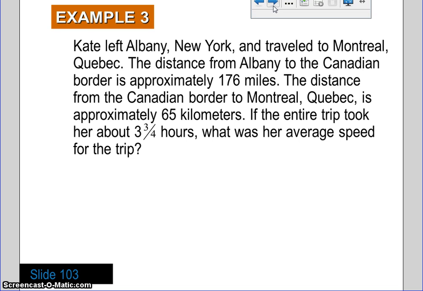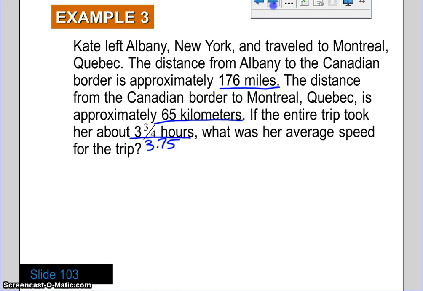All right, example 3. Kate left Albany, New York, and traveled to Montreal, Quebec. The distance from Albany to the Canadian border was 176 miles. The distance from the Canadian border to Montreal, Quebec is approximately 65 kilometers. The entire trip took her about 3 3/4 hours. I'm going to rewrite that as 3.75 hours.